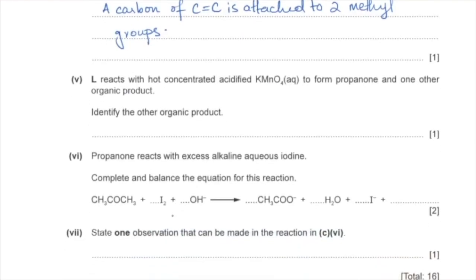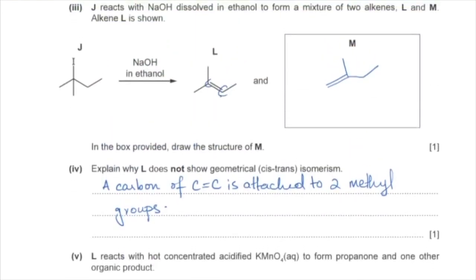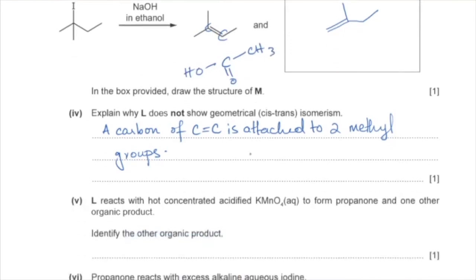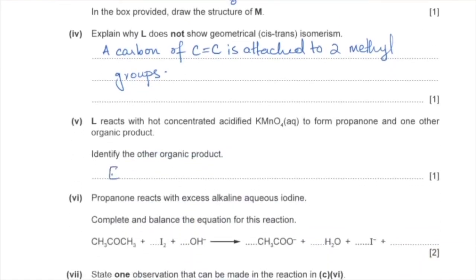Part 5, L reacts with hot concentrated acidified KMnO4 to form propanone, and one other organic product. Identify the other organic product. So this carbon atom will turn to a carboxylic acid group, hence it would become COOH, and there is a methyl group attached to this carbon atom, which stays the same. So this would produce ethanoic acid.